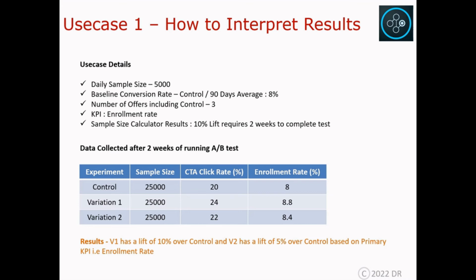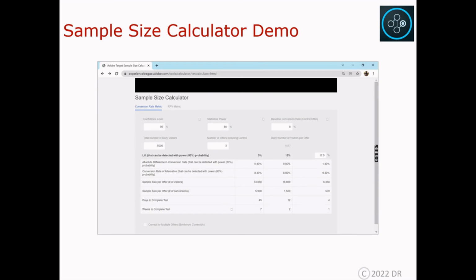that is enrollment rate. If you plug in these numbers in the sample size calculator, you will also get the same numbers. This enrollment rate, 8.8 and 8.4 for 10% lift and 5% lift, is also visible in the sample size calculator. So this is a very simple case. We were just talking about how we go about analyzing the results. So let's look at how the numbers look in the sample size calculator for the given use case, right?